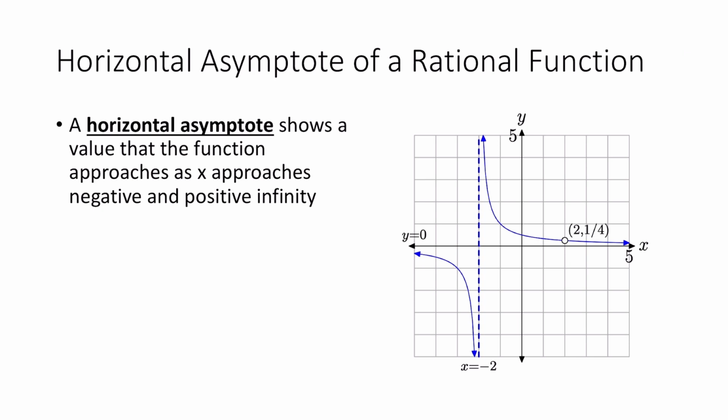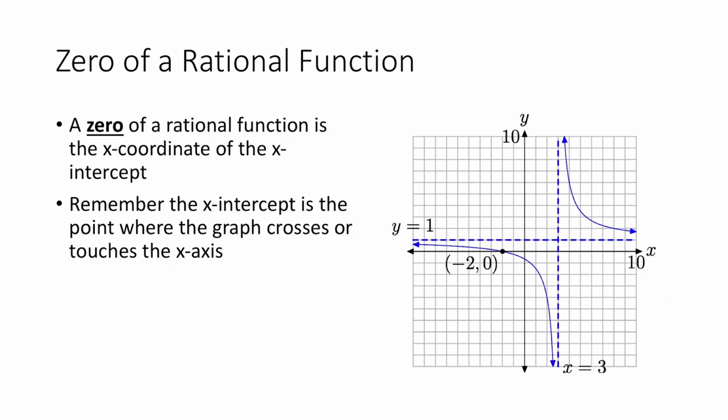We also have horizontal asymptotes on rational functions. Those will show you the end behavior of the function. The horizontal asymptote will show you the value that the function approaches as x approaches negative and positive infinity. So the zero of the rational function is going to be the x-coordinate of the x-intercept. Remember, the x-intercept is the point where the graph crosses or touches the x-axis.